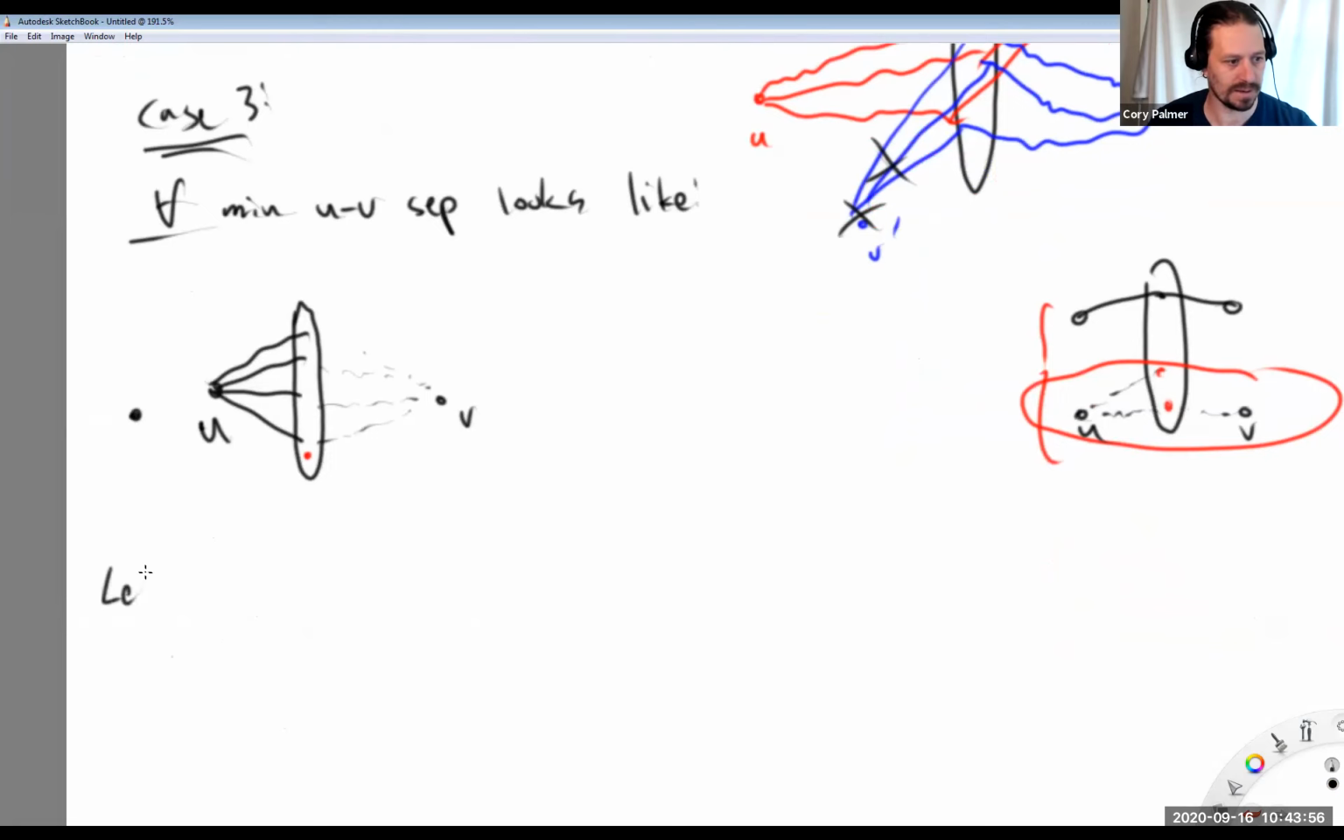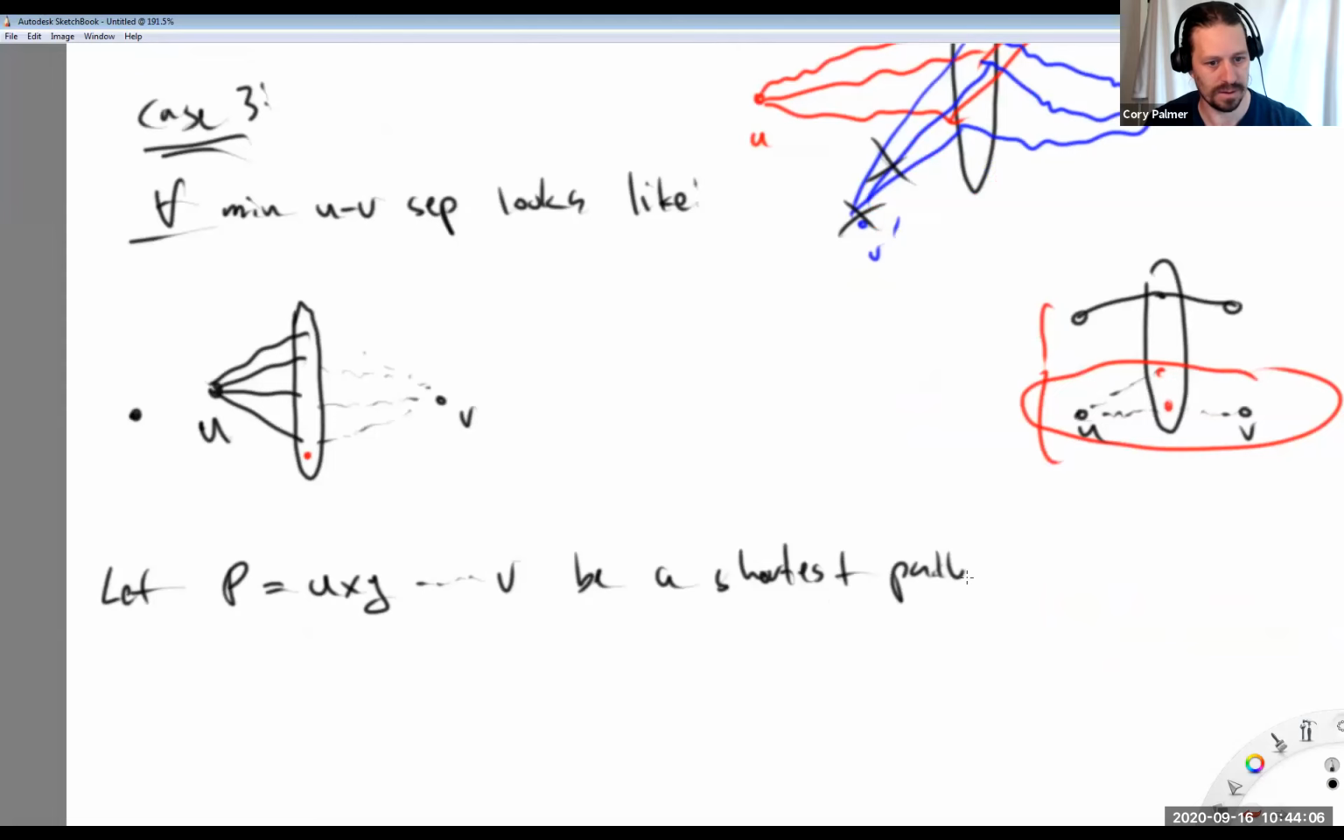Okay, so let P equal U, X, Y, ... V be a shortest path, shortest UV path. Okay, so X, Y are just the first 2 vertices on that path there. How do I know there's even 2 vertices in the middle of this path? Why wouldn't it be just a path of 3 vertices? How do I know that doesn't happen?